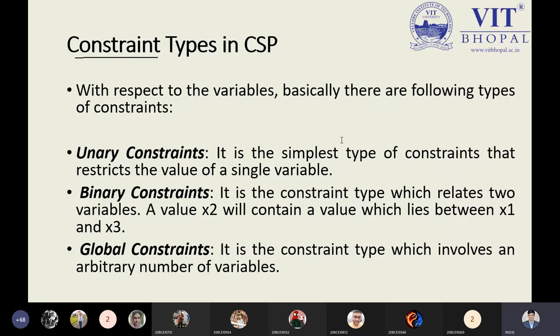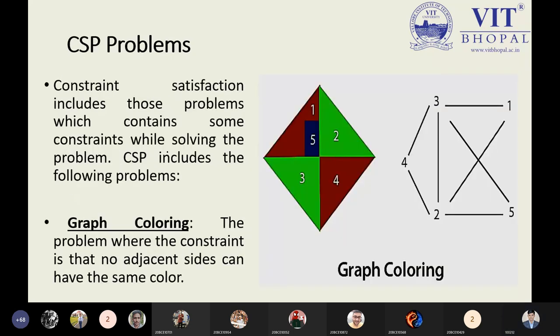Okay, to understand all these things, I would like to share some examples rather than going on unnecessarily. Now let us move to the CSP problem. Have you ever seen this kind of problem, the graph coloring problem, in the analysis of algorithms? Have you understood it? So these are CSP problems by examples.